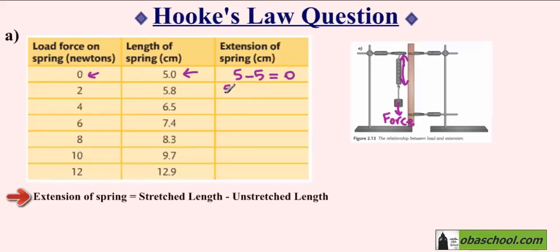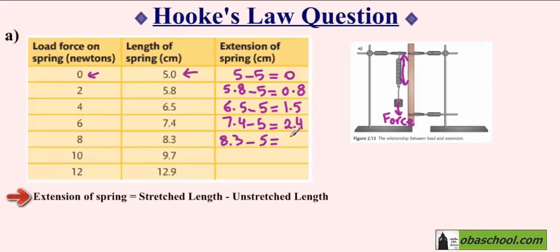Now let's move on when the load force is 2 Newton. We have a 5.8 length of the spring, so 5.8 minus 5 equals 0.8. We repeat that for all of the forces. 6.5 minus 5 equals 1.5. 7.4 minus 5 equals 2.4. 8.3 minus 5 equals 3.3. 9.7 minus 5 equals 4.7. And the last load, 12 Newton, 12.9 minus 5 equals 7.9.